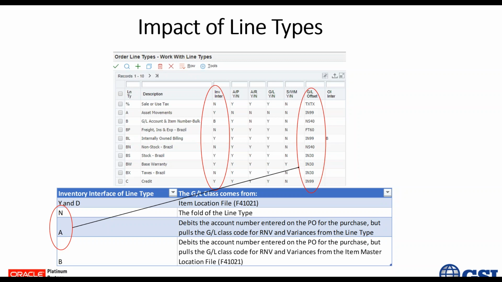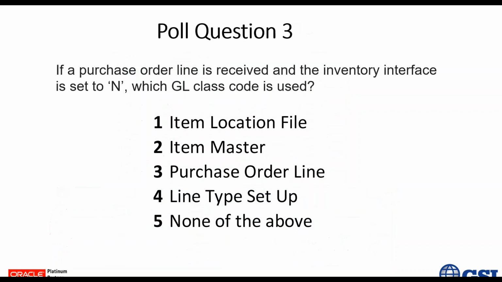So that's why this table is here. Okay, so let's move to the next slide and we will do our last poll question. If I have a purchase order and that line has an inventory interface that's set to N, where does the GL class code come from?